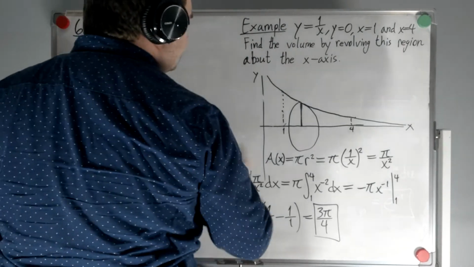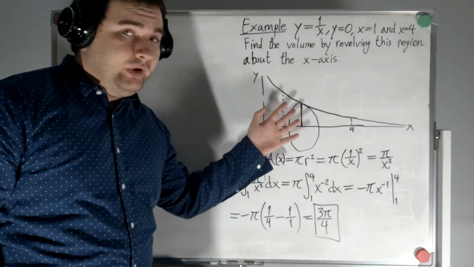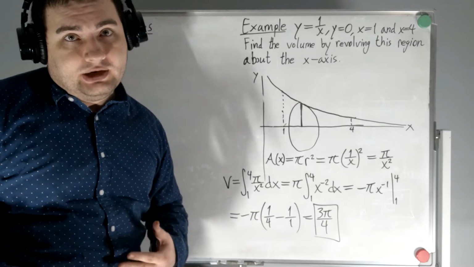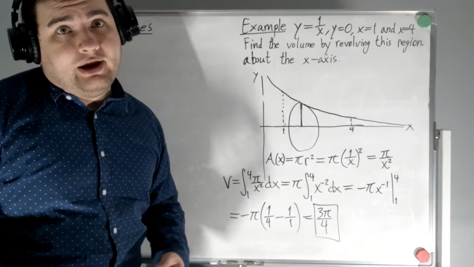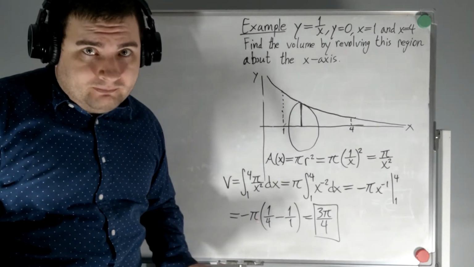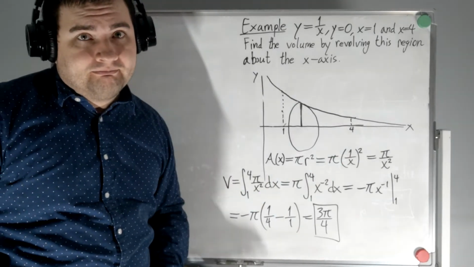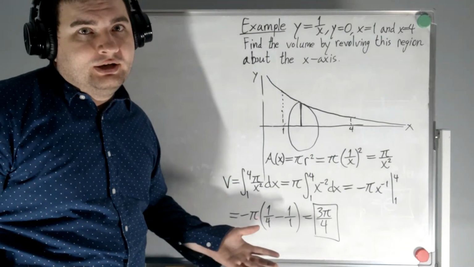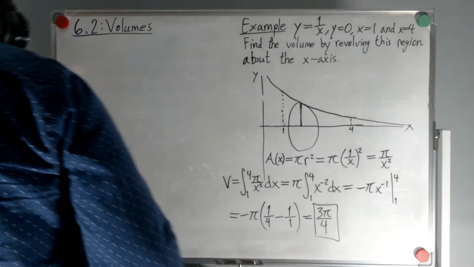This, by the way, is always how these problems work. You're just going to take a typical slice of the region that's perpendicular to the axis of rotation. That's going to give you some kind of either disk or washer. You're going to take the area of that disk or washer, and then just integrate that along the x-axis, okay? Or y-axis, depending on what the axis of rotation is. We'll get to that.